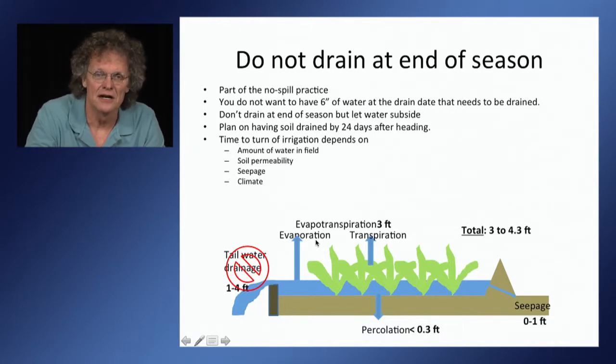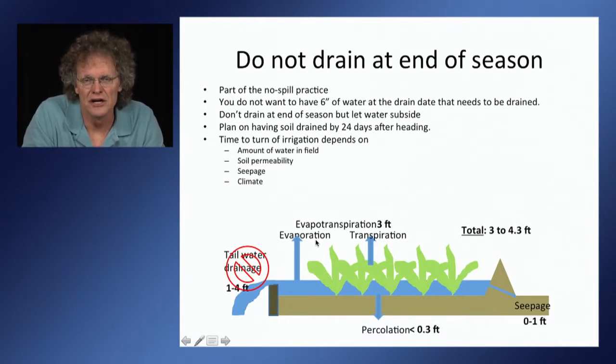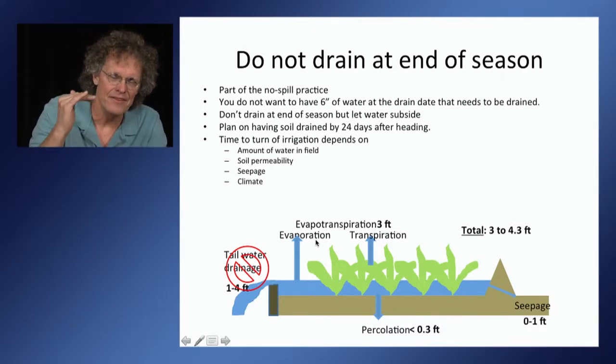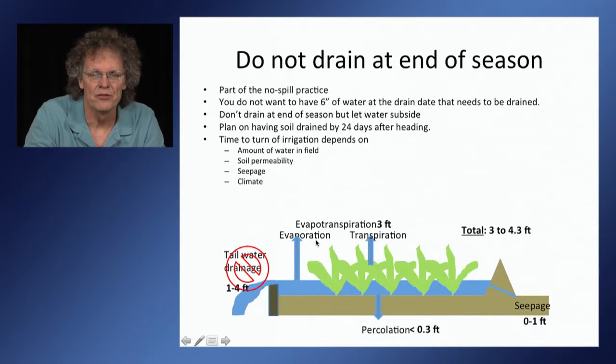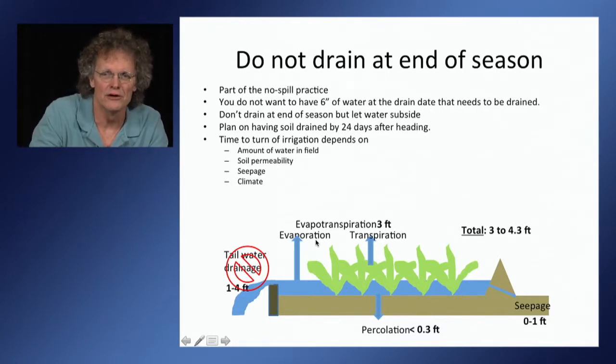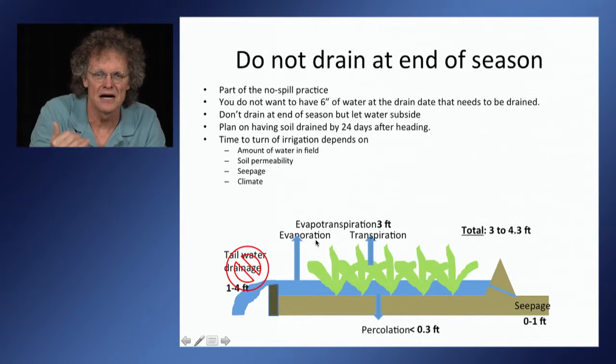That water shouldn't have to be drained. What we'd like to see is that you turn off the irrigation water earlier and let the water slowly subside, so that by the time you reach that 21 to 24 day period, the water has drained sufficiently from the field. So when do you turn off your irrigation so that by 24 days it has subsided?